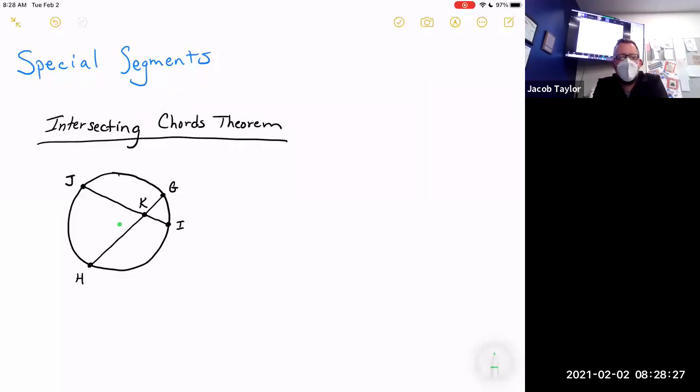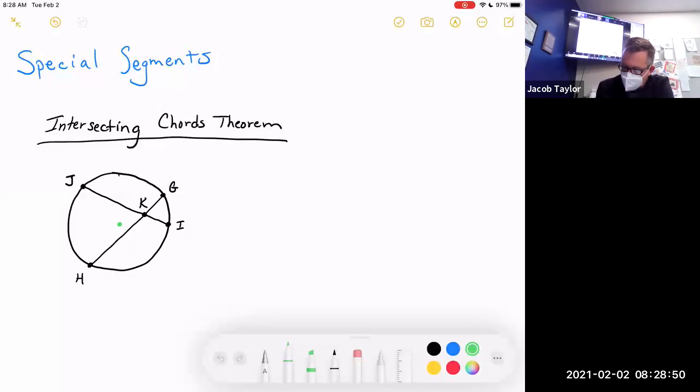I appreciate it. So we're going to learn about a few different kinds of special segments. And the first one is some segments that intersect. These are chords. And because mathematicians are so good and creative at naming things, this is called the intersecting chords theorem. And the intersecting chords theorem goes like this.